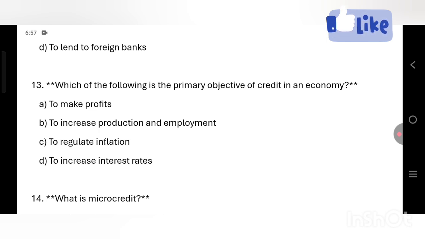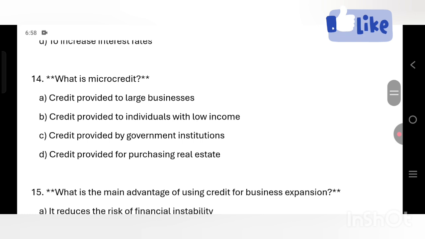Option C, to regulate inflation. Option D, to increase interest rate. And the correct answer is B, to increase production and employment. Next question. Question number 14.